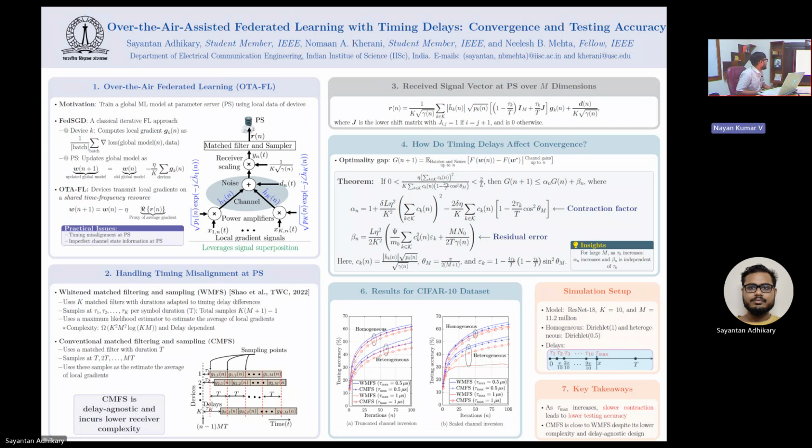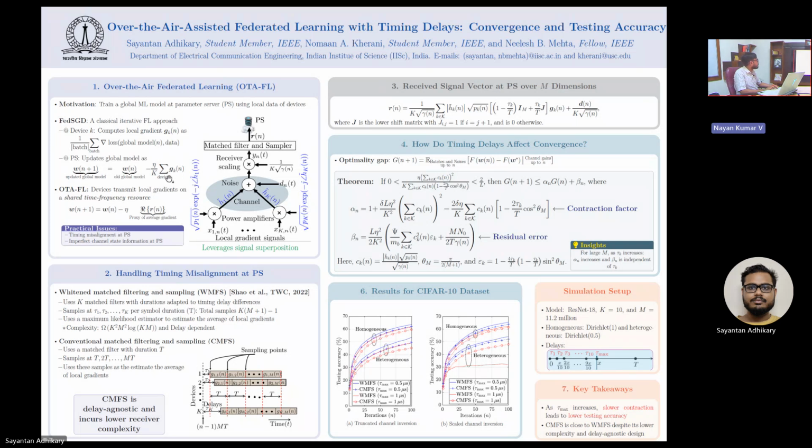Second, device K sends its local gradient to the parameter server, and the parameter server updates the global model as follows. The updated global model in the next iteration is the old global model from the previous iteration, minus some scaling which depends on something called a learning rate, times a summation of the local gradients from all the devices. So we clearly need an aggregation of the local gradients at the parameter server in order to compute this step. And how can we do it?